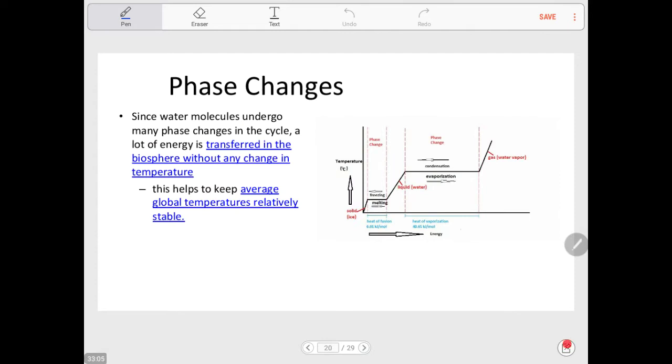Let's see here, probably some more explanation. Since water molecules undergo many phase changes in the cycle, a lot of energy is transferred in the biosphere without any change in temperature. This helps to keep average global temperatures relatively stable. That makes sense. On any given day, just think of water going through the cycle. My goodness, the amount of water that evaporates or falls back down as precipitation. Water really is going through a lot of phase changes throughout the day across the planet. That is a lot of energy added and subtracted.